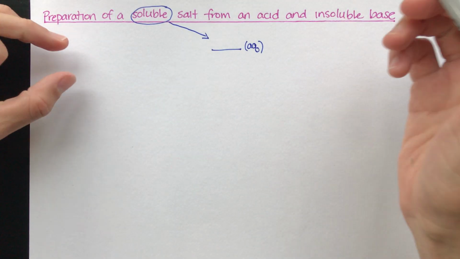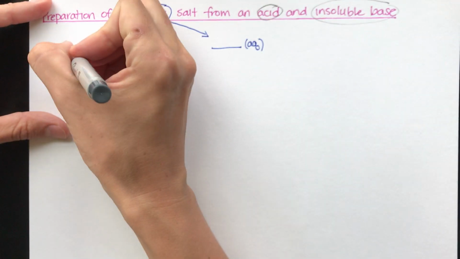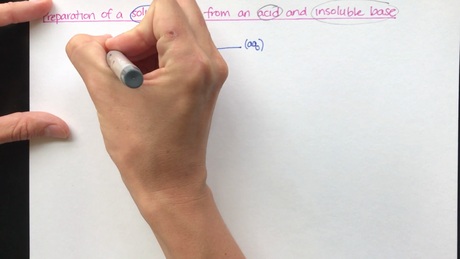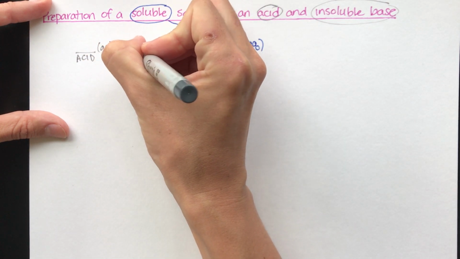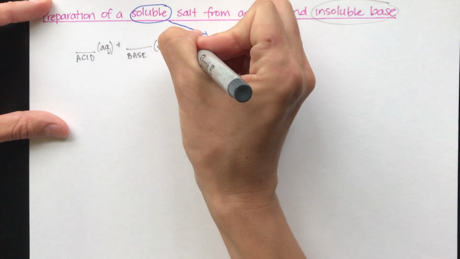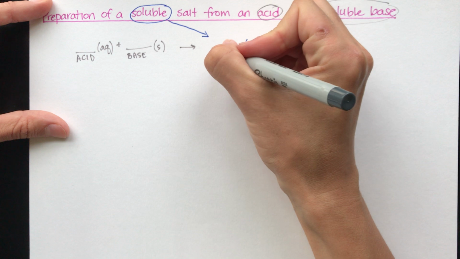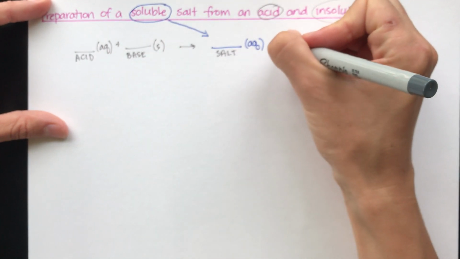And you're making it from an acid and an insoluble base. So your reactants are going to be an acid, which we know are always aqueous, and a base that's insoluble, so solid. These are going to give you a soluble salt and water.